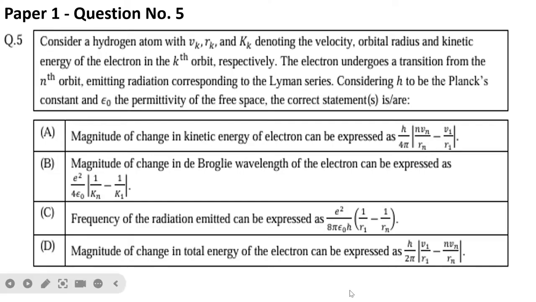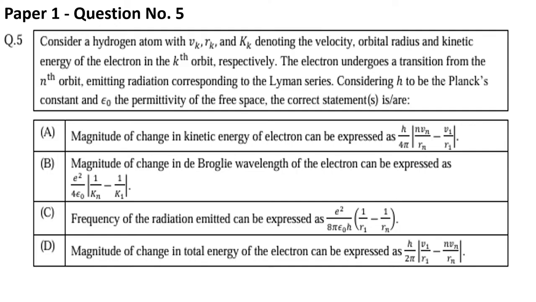So we have the given data: consider a hydrogen atom with vk, rk, Kk representing the velocity, orbital radius and kinetic energy of the electron in the kth orbit. Then the electron undergoes a transition from the nth orbit emitting radiation corresponding to a Lyman series. Considering h to be the Planck's constant and epsilon naught as permittivity of free space, which are the correct statements? So we need to check each and every option here.